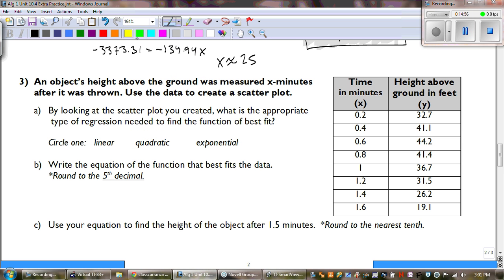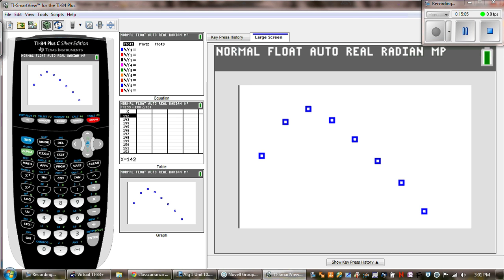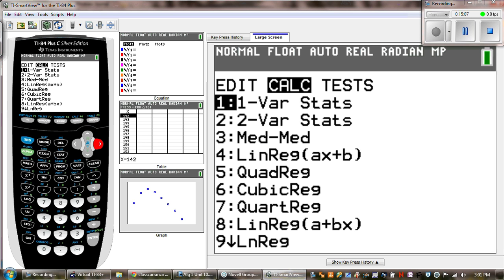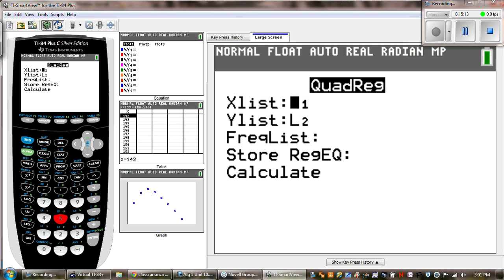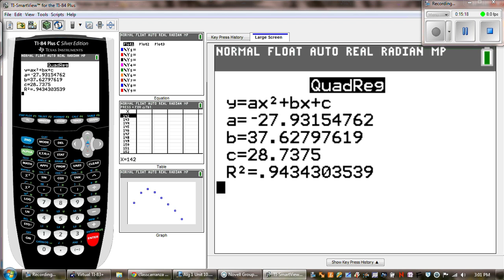I'm actually going to use my pen real quick. There we go. So write the equation of the function that best fits the data. So remember that we have to go to stat, over to calculate, and it's quad reg. So for mine, it's 5. After we do that, we hit enter. And remember, we don't need that r squared right now. I should probably take that off, but this is what we need, A, B, and C.